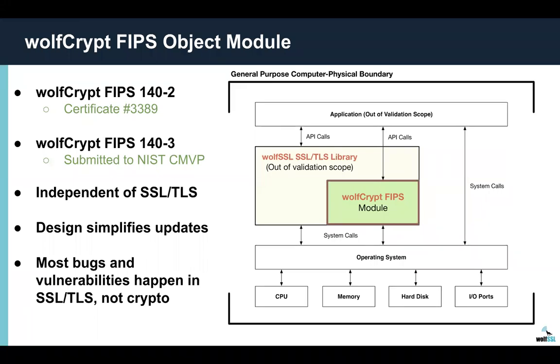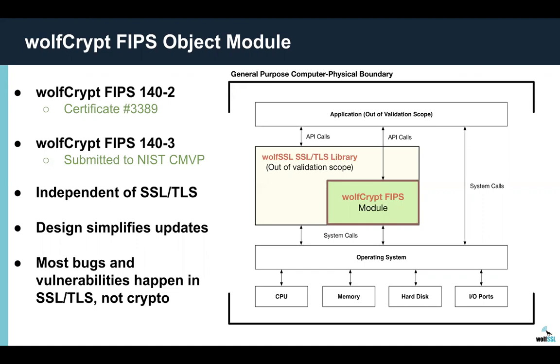This diagram here shows you where the wolfCrypt FIPS module fits in relation to wolfSSL and some of the rest of the system. And so we've drawn our FIPS boundary around a subset of wolfCrypt itself, which means the SSL and TLS code is out of validation scope.